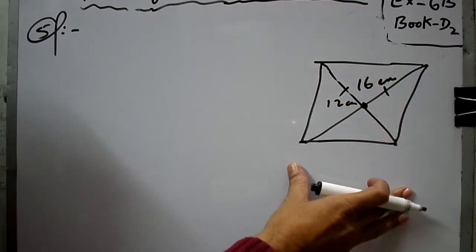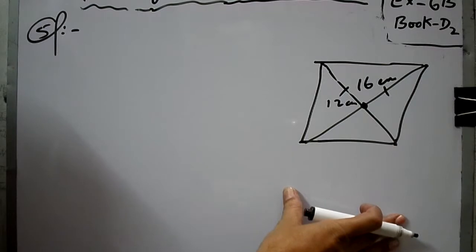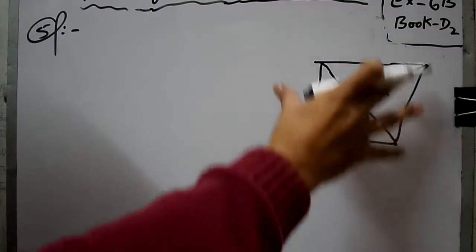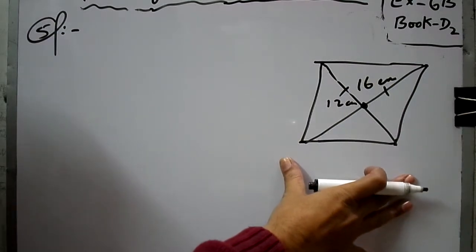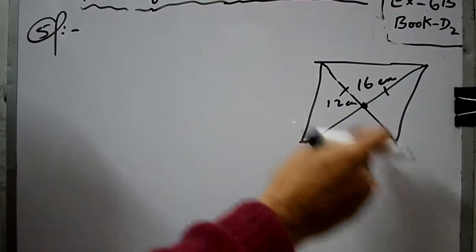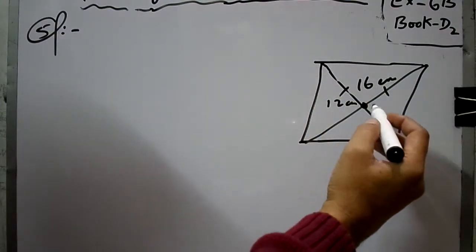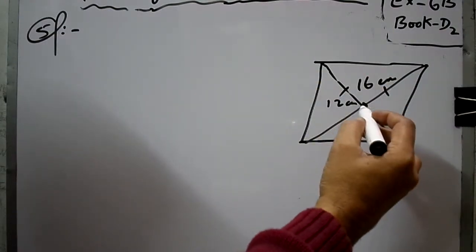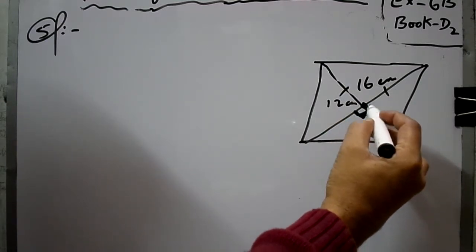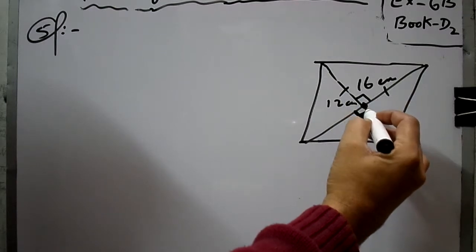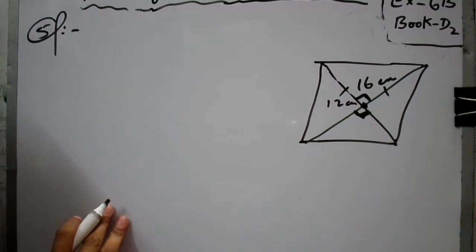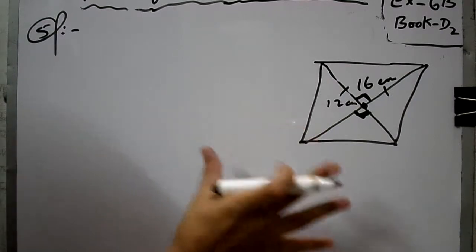Now what should you do? Actually, we have to find the length of its sides. So what should we do? It should be noted that the diagonals of a rhombus intersect each other at a right angle, that it must be 90 degrees, because the diagonals of a rhombus intersect each other at right angles.